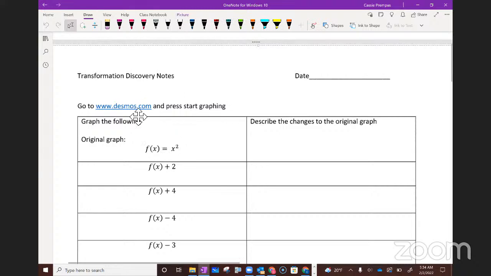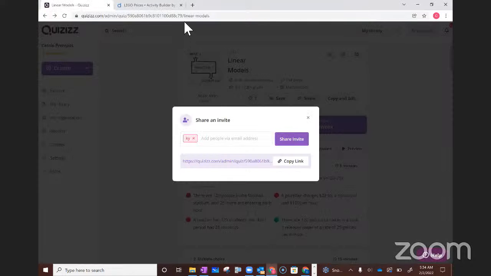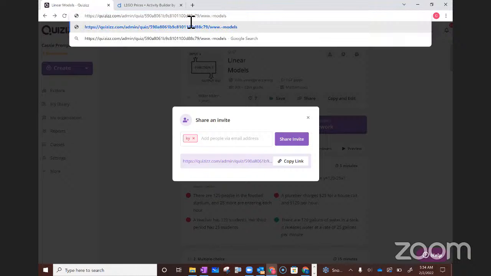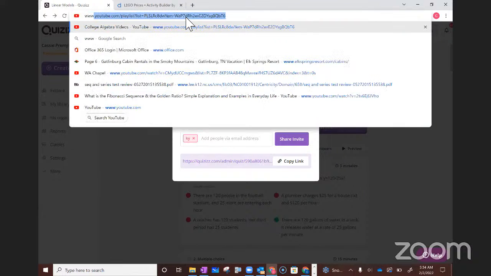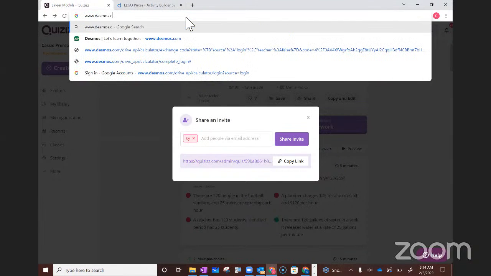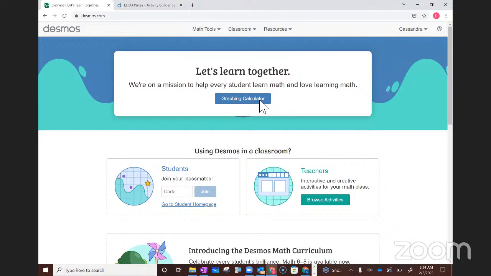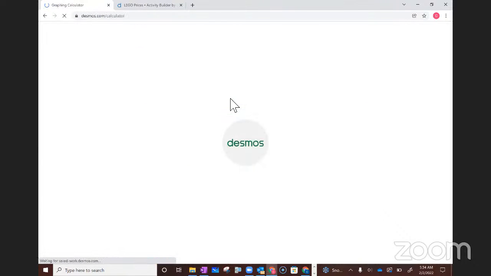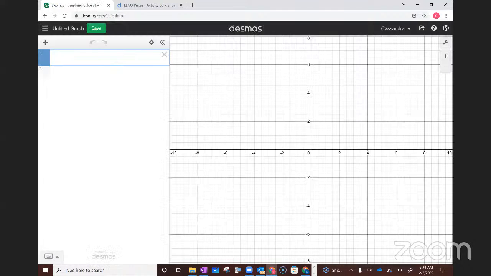So we already know what this graph is going to look like, but let's go ahead and see how we can use Desmos. So we're going to go to www.desmos.com. So I'm going to go ahead and type that in. Desmos.com, and I'm going to use the graphing calculator option. And then I'm going to type in x squared.